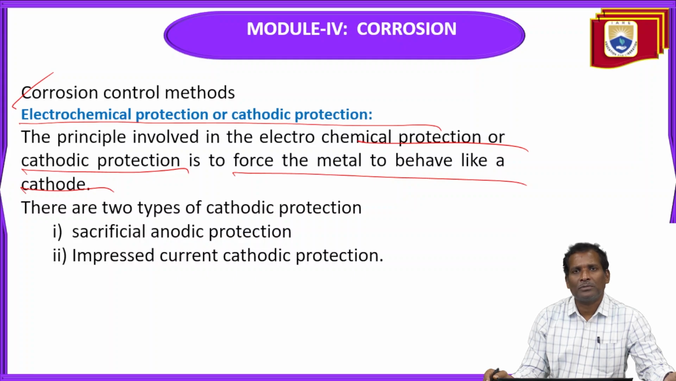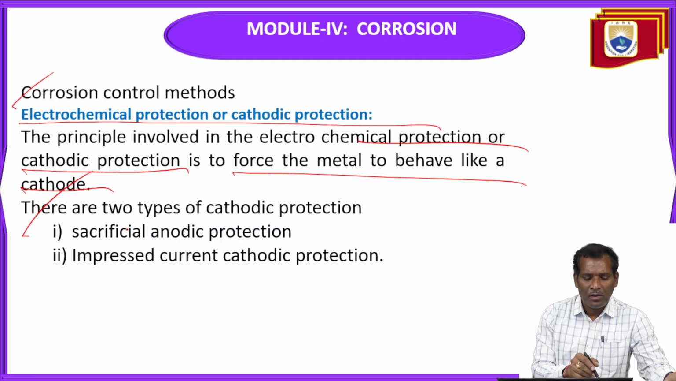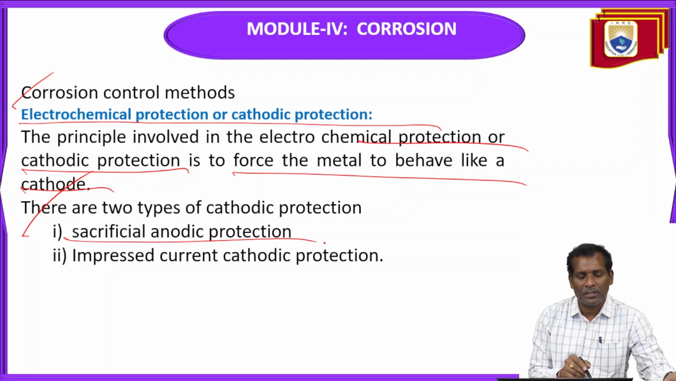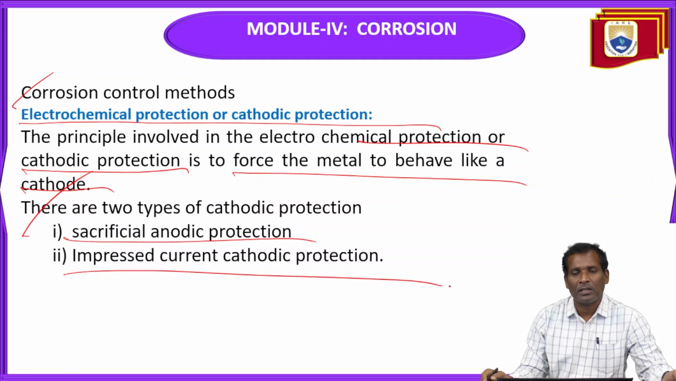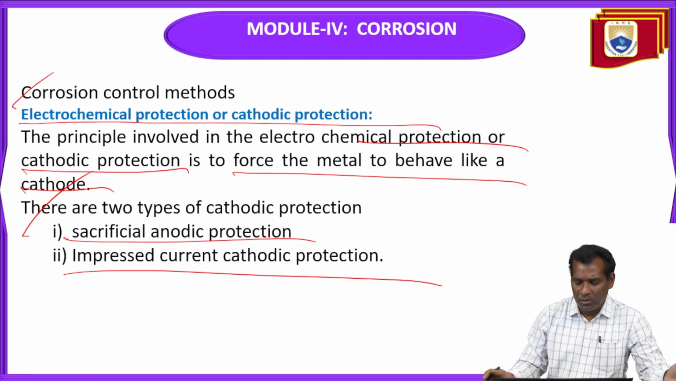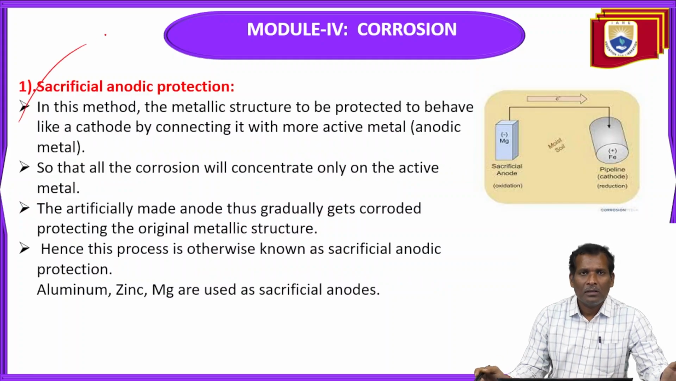So there are two types of cathodic protection. One is sacrificial anodic protection. Another one is impressed current cathodic protection. See, in this, the sacrificial anodic protection.